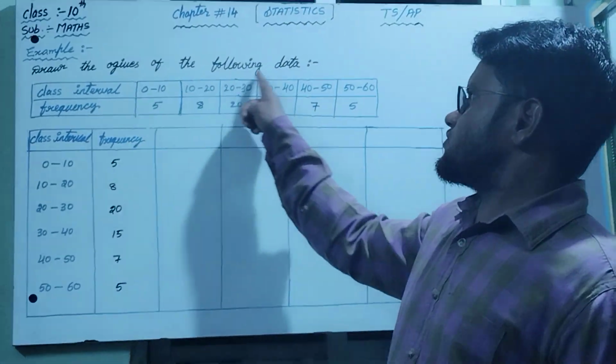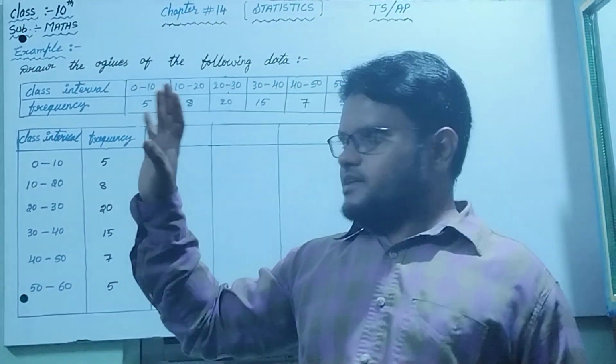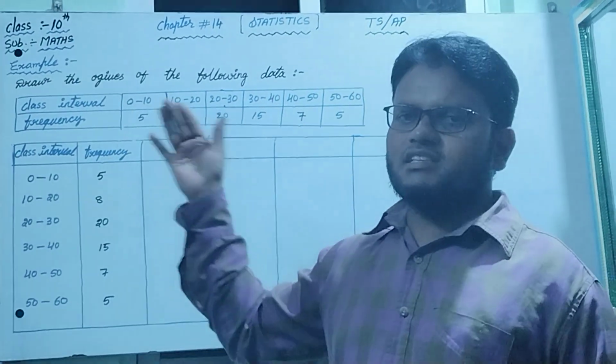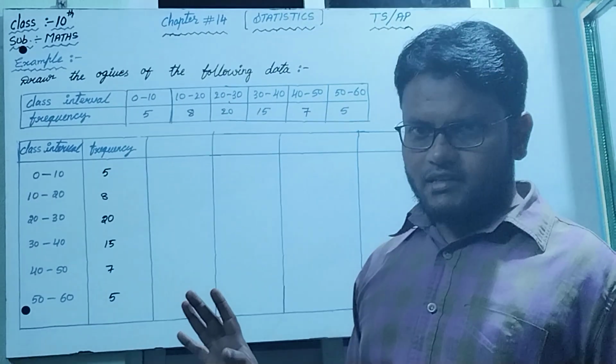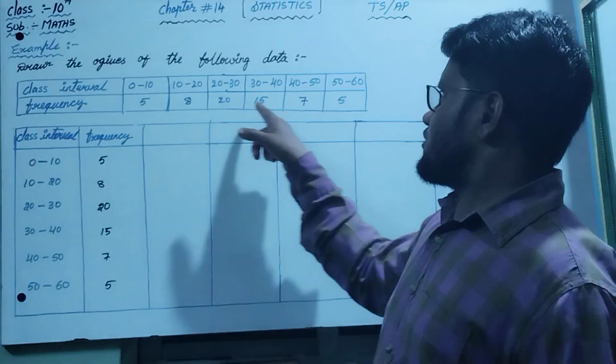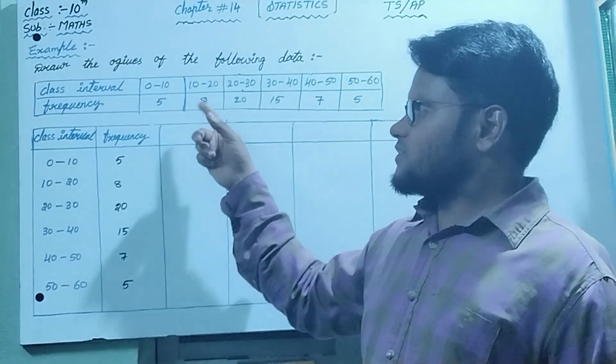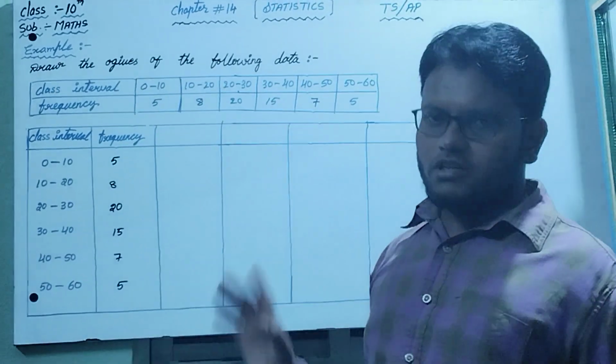Draw the OGIVES of the following data. This is the median problem of Exercise 14.3. Now I find it: the x value is 8 and the y value is 7. That problem only I have taken, and afterwards I am finding the OGIVES.